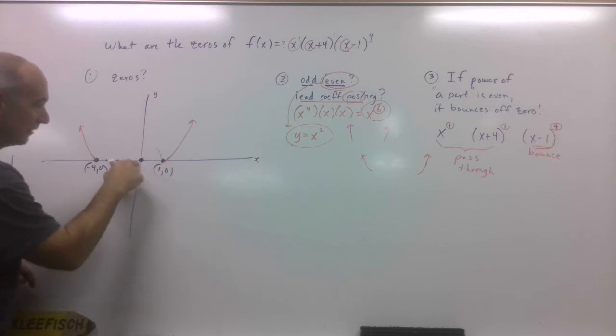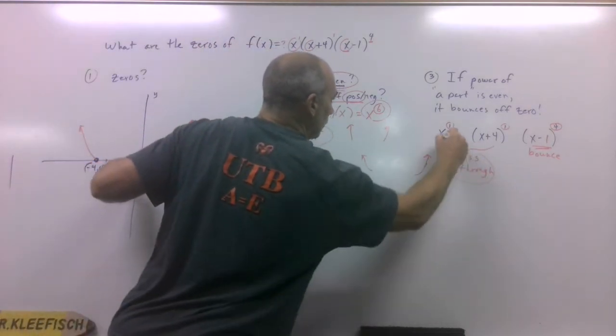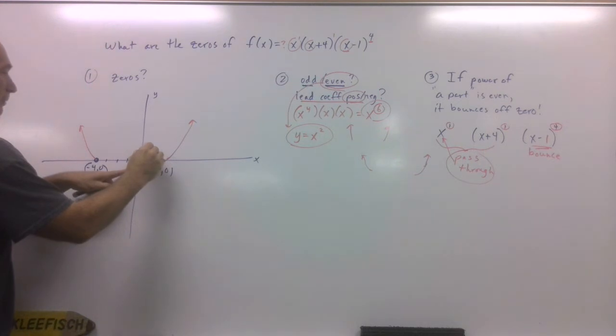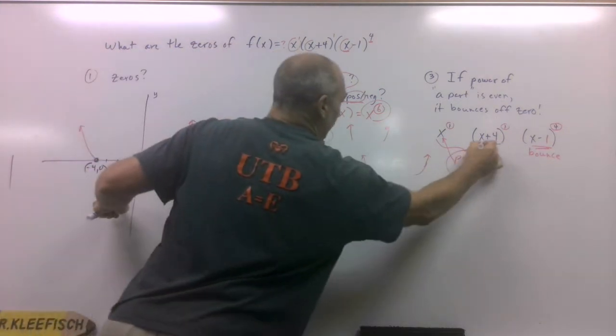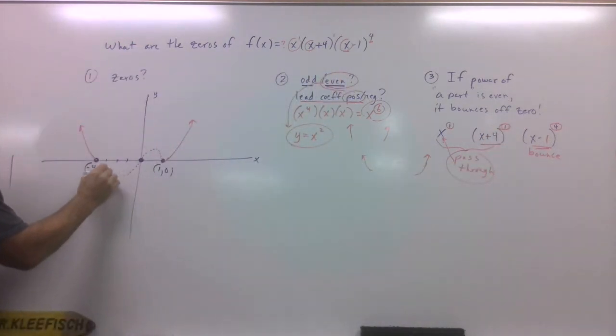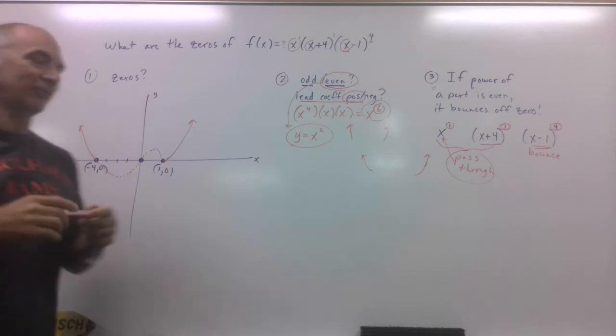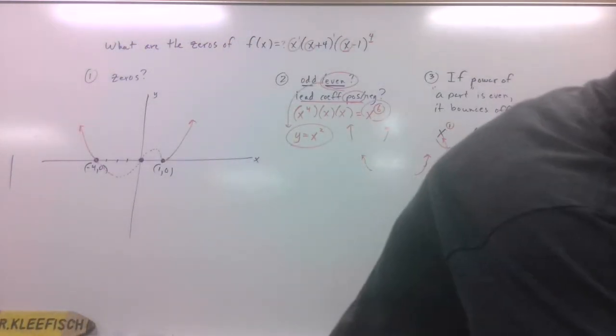Now it's got to come back to this 0. And what does it do? It passes through that 0. So it's going to come back through here and pass through. And notice, what does it do at -4? Because of that 1, it passes through. So I'm getting a very poor sketch. Now we got to get more accurate. Give me a second.